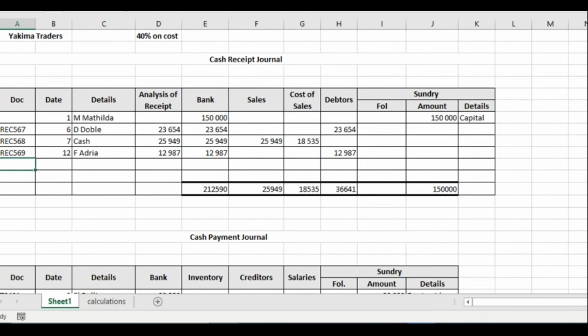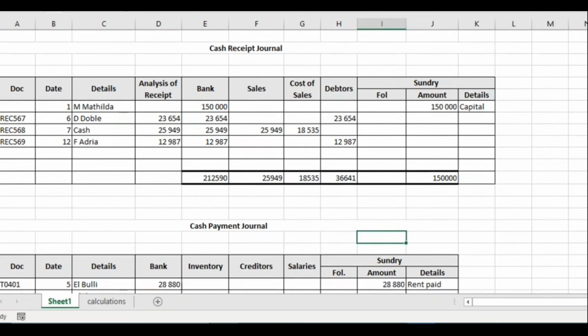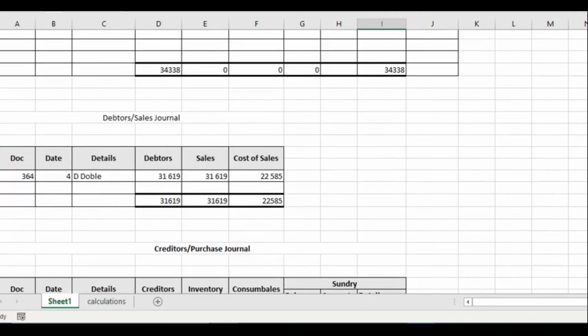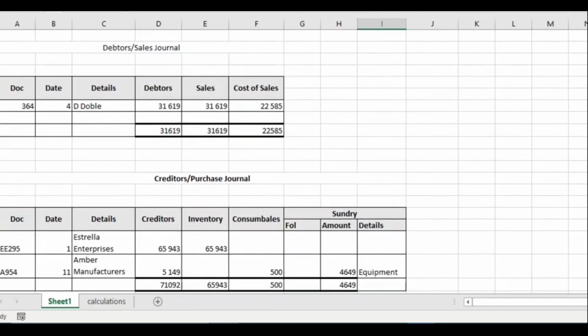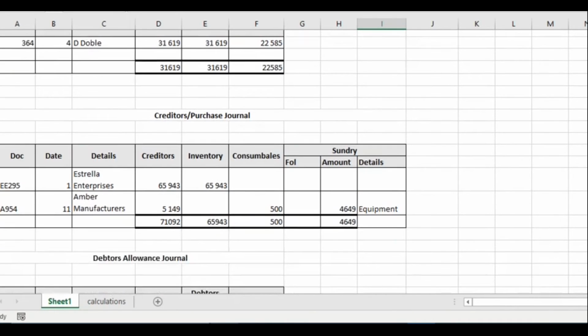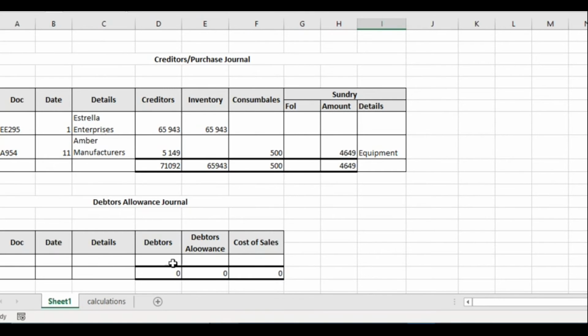So now when we move on to the next transaction for the next day, it reads as follows: received damaged goods with a sales value of 4,739, returned by D. Doddle and issued credit note CN56. So this basically means that D. Doddle returned goods to us. When he returns goods to us, we record it in the debtors allowance journal. If we return goods to our creditors, it will be recorded as creditors allowance journal, CAJ.